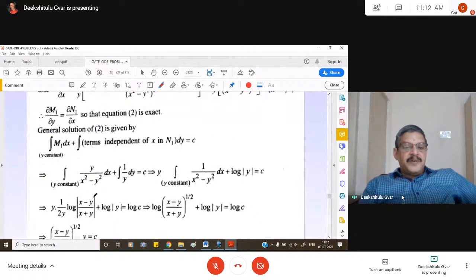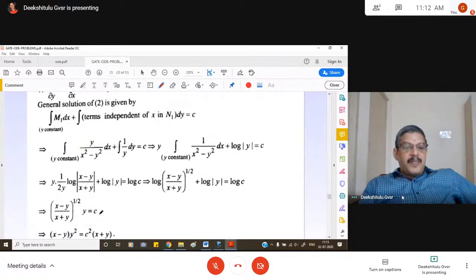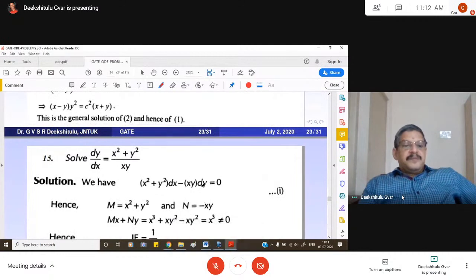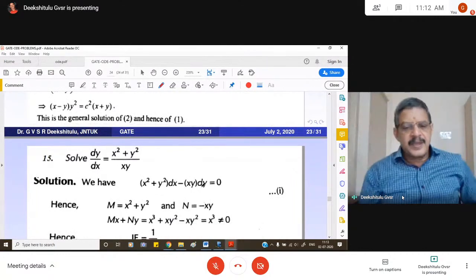Okay. So if you integrate carefully, you get this solution: log x minus y by x plus y under root y is equal to c. This is what we get. Next problem. Solve dy by dx is equal to x square plus y square by xy.